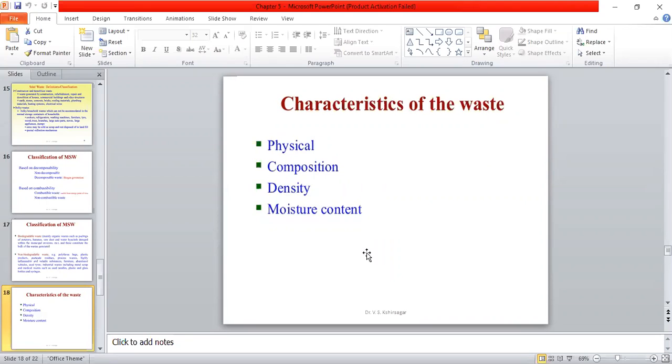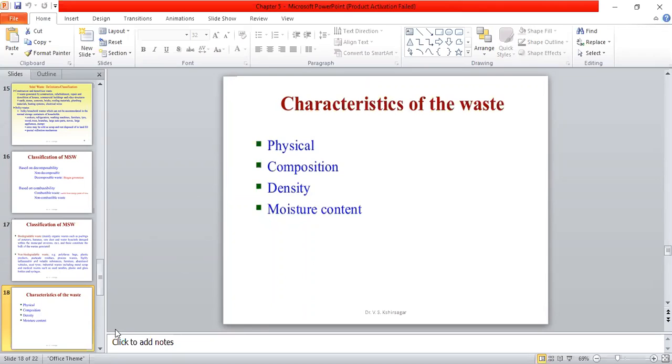Characteristics of waste. Now we are going to understand. Are you able to link where the waste is from? What is solid waste? First we saw what is meant by solid waste management in short, then what are the different sources, and what are the different types of solid waste. That much part we have studied. Now it's time to understand its properties. So, characteristics of the solid waste.